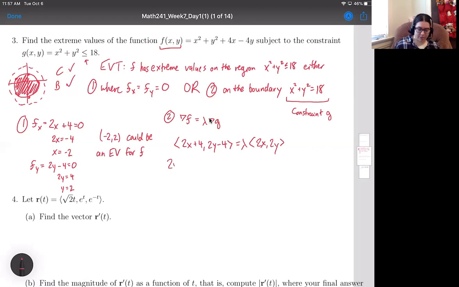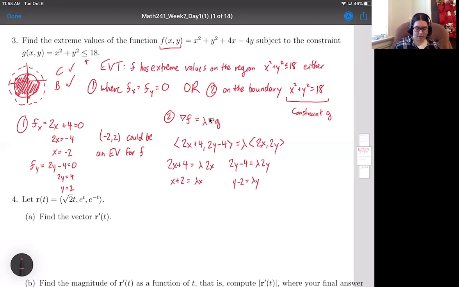So that's telling me 2x plus 4 should be equal to lambda times 2x, and 2y minus 4 should be equal to lambda times 2y. Now I did this in class and I'm going to do it again. I'm going to just divide everything by 2 because everything is divisible by 2. That'll give me x plus 2 equals lambda x, and y minus 2 equals lambda y.